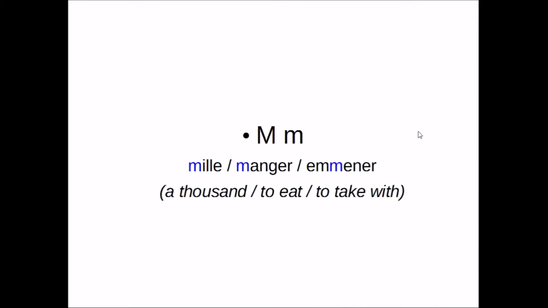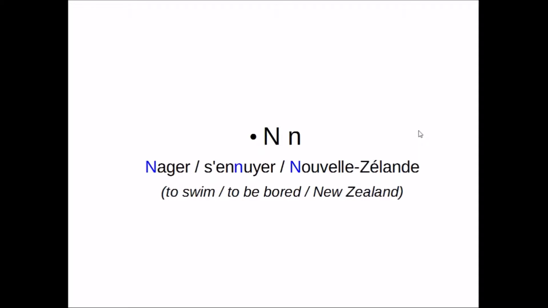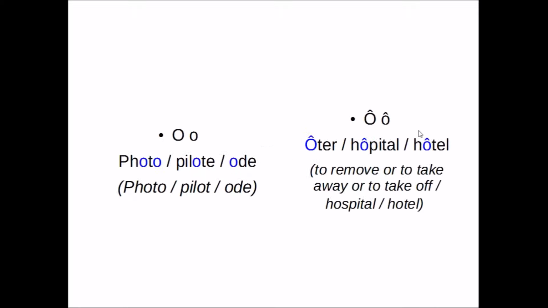Alright, so the next letter is M, which is pronounced M, just like in English. You say mille, manger, emmener. Alright, so the next one is an N. You say nager, s'ennuyer, Nouvelle-Zélande.